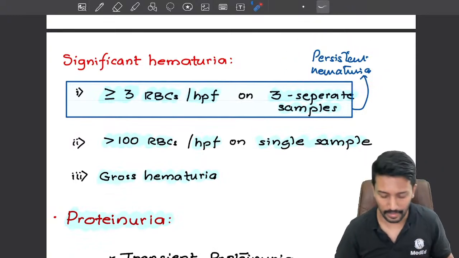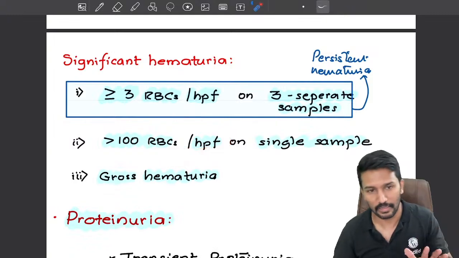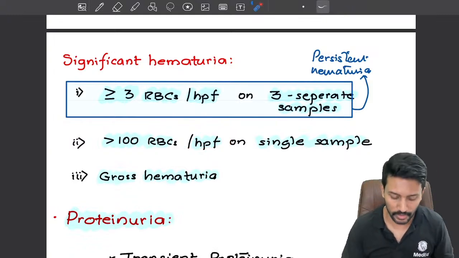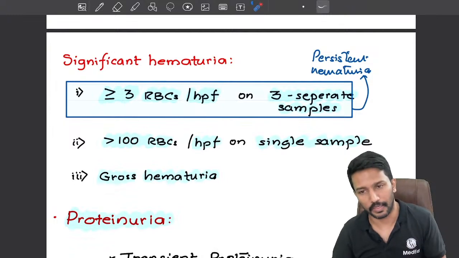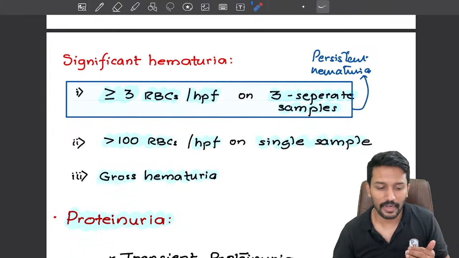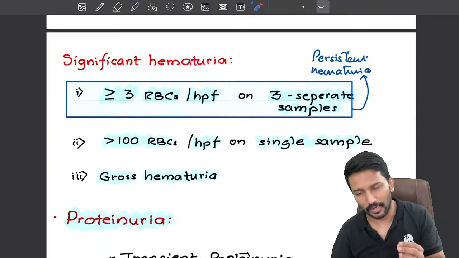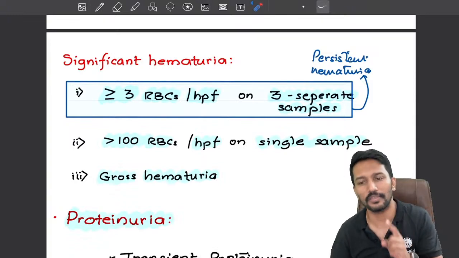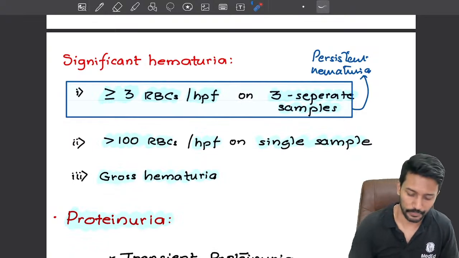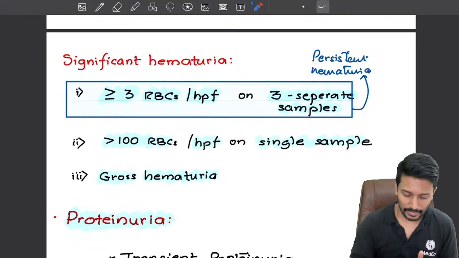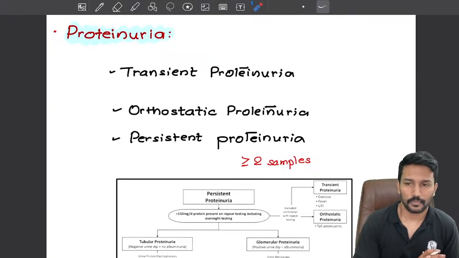Or if in a single sample, we have more than 100 RBCs per high power field, that is significant hematuria. And if the hematuria is visible to the naked eye, gross hematuria, that is significant, right? Anything lesser than that is not significant. For example, only 1 RBC per high power field, or okay, there are 3 RBCs per high power field, but only 1 sample. The second sample is normal. That will not be significant hematuria. Okay, clear?